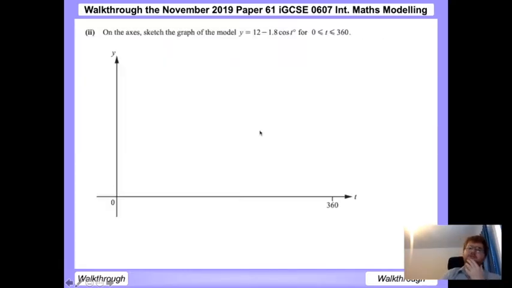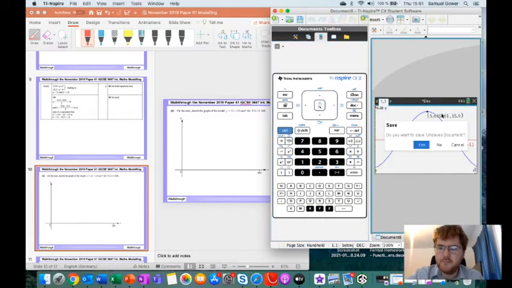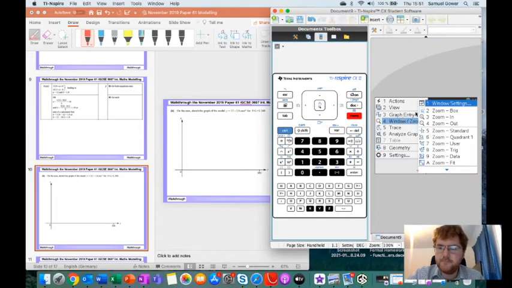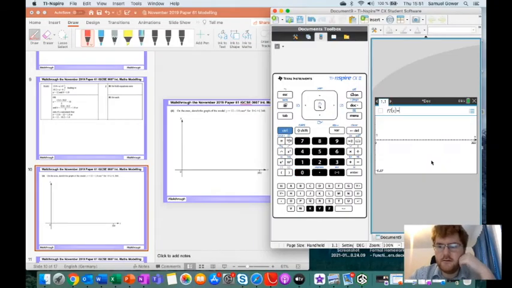Now, our next part of the question is to type this into our GDC. Notice that we need the x scale to be between 0 and 360. So let's go back to our GDC, and we're going to start a completely new document. Before we start, I'm going to change the window settings, so x is between 0 and 360, because that's what they want in the question. And now we type in 12 minus 1.8 cos. I can type in cos, or you can also use the trig button here to give you cos. And we need to work in x because our variable here is an x.